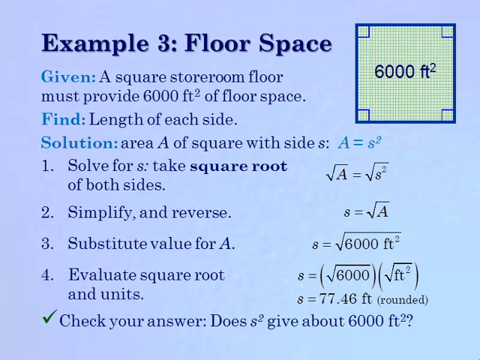Now, does that sound right? So to check it out, we're going to take our value of 77.46 and square it, and you get about 6,000 feet squared? Good.